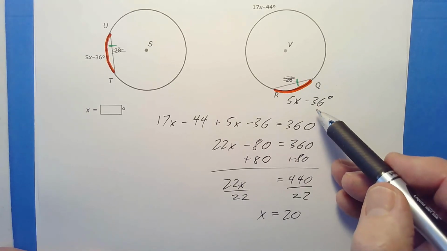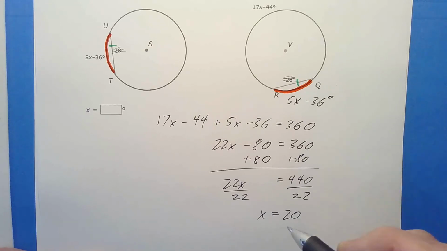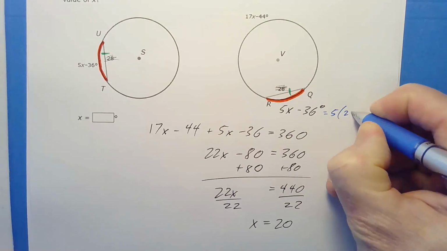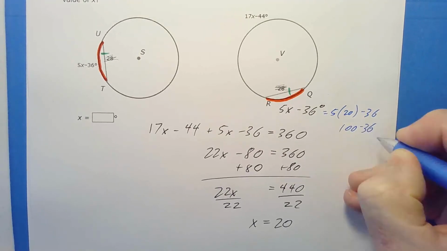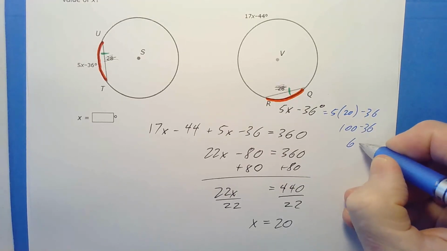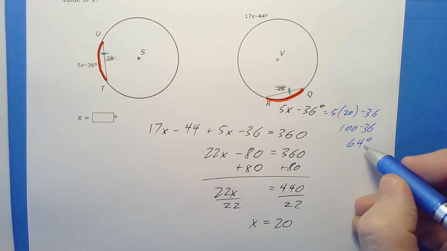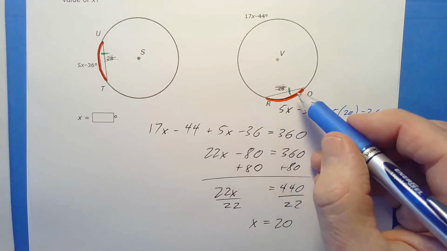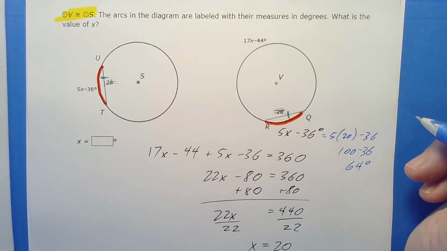So do what I always recommend: take your values, put them back in the picture, and make sure it makes sense. Here's 5x minus 36. Well, that's 5 times 20 minus 36, which is 100 minus 36. It looks like this is 64 degrees. Remember, I put my degrees back in. So this is 64, and it looks like I could believe it's 64. Again, you can't assume it, but it's always encouraging when it looks like the right size.